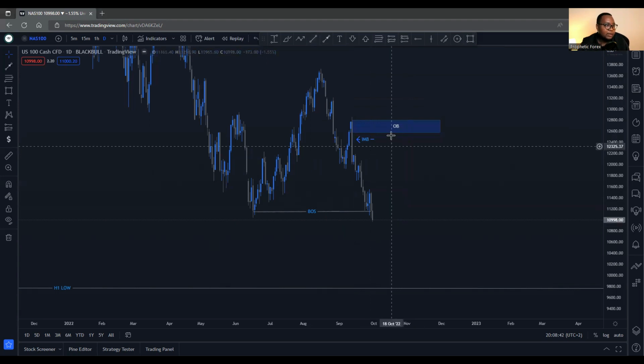And why am I saying that it might go a little bit up first before pushing all the way down? Because the market cannot give us clear sells like this.